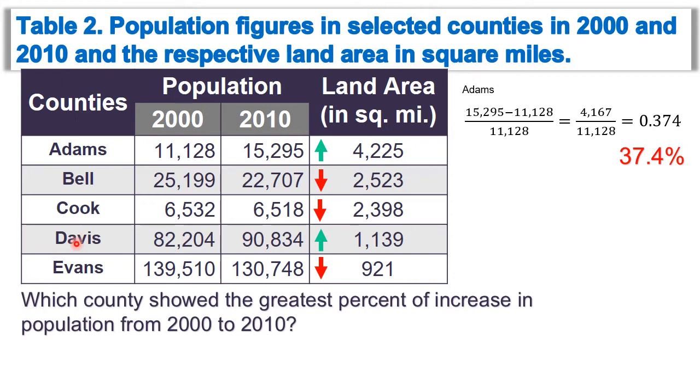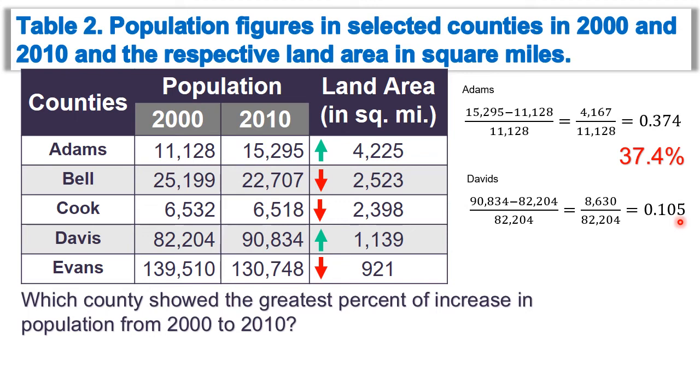Next, let us proceed to Davis. Davis County has 90,834 during 2010 and 82,204 during the year 2000. So we will subtract. The answer is 8,630. So there is an 8,000 increase in the population. Divided by 82,204, the original population during the year 2000. So we divide it. The answer is 0.105, or we may read it as 105 thousandths.